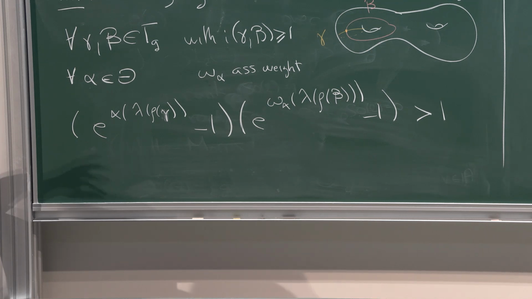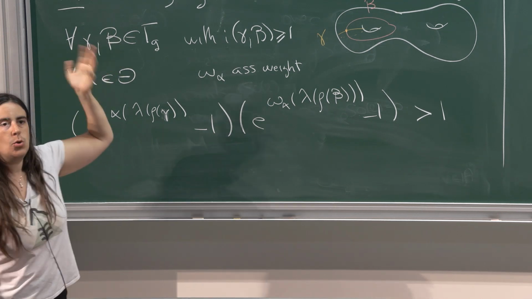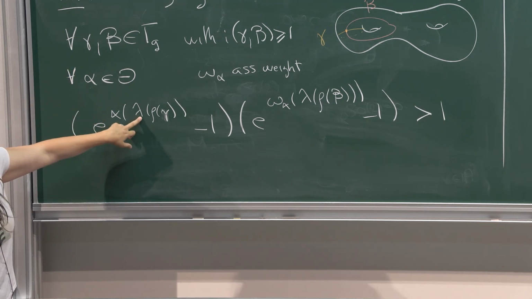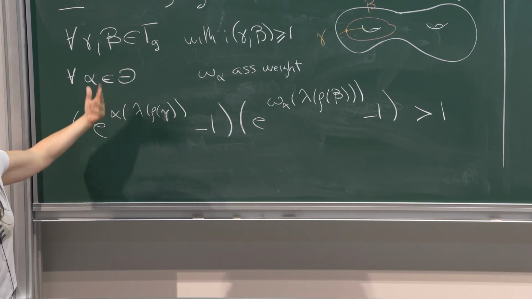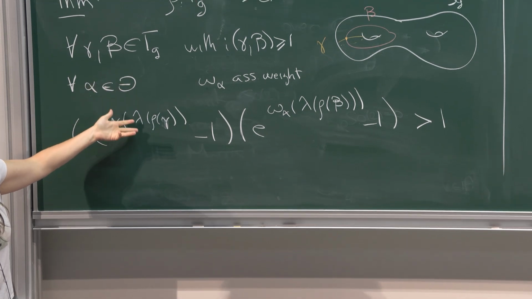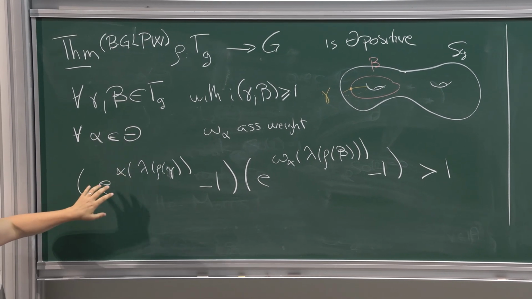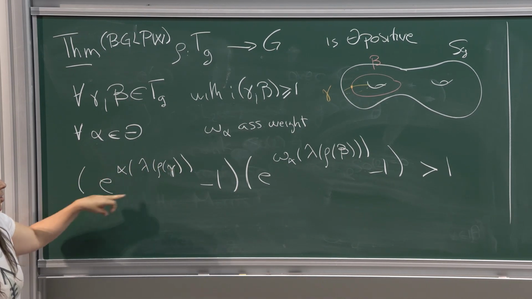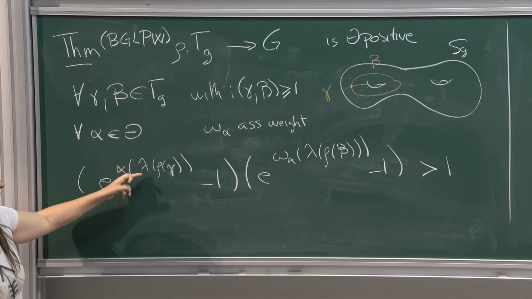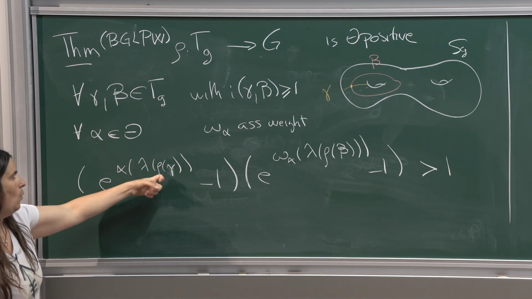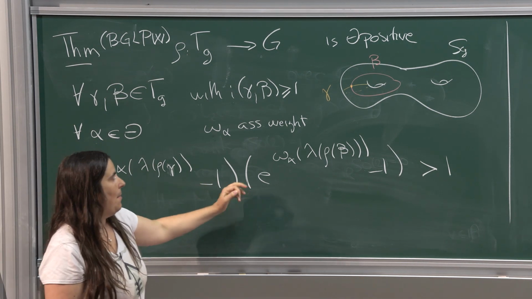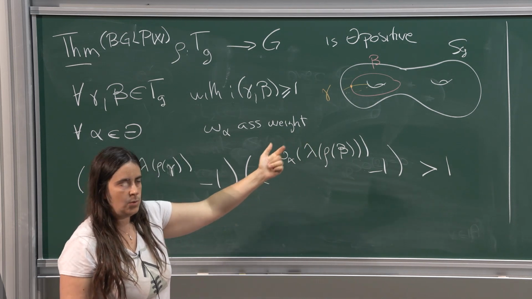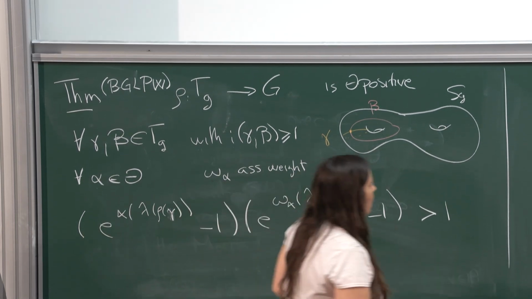One way of reading this is you pick your favorite group, and the log of the eigenvalues of my element. What this is saying is that I have some algebraic function of the eigenvalue of one element times some algebraic function of the eigenvalue of the other element that's bigger than 1. So maybe let me make it concrete in one example.